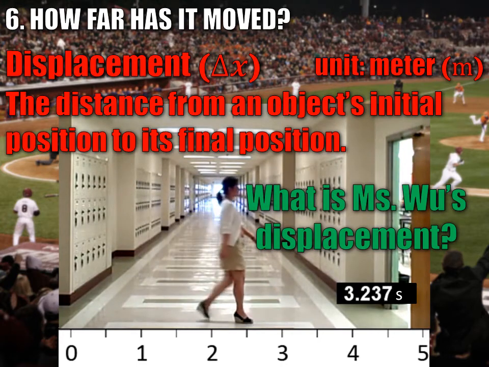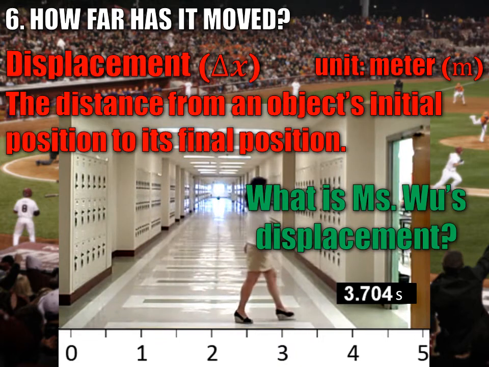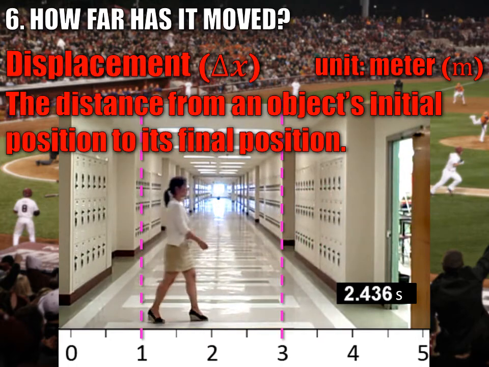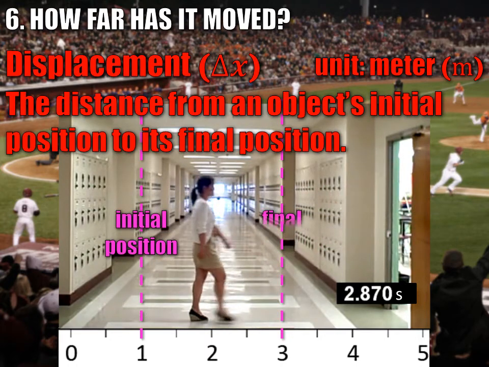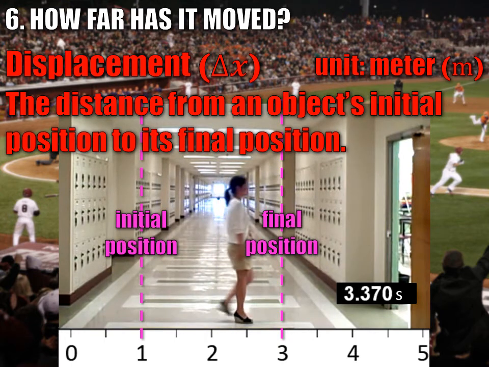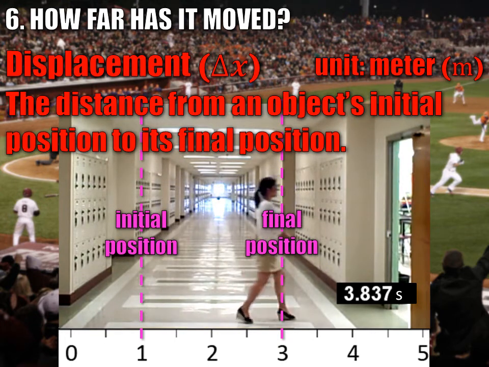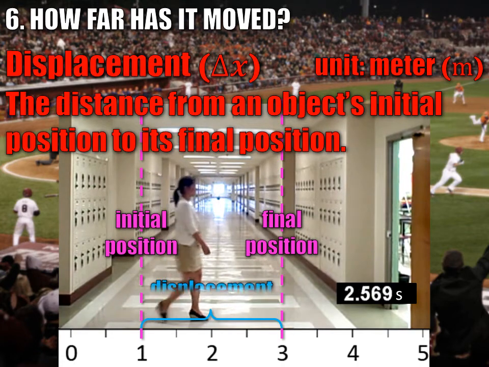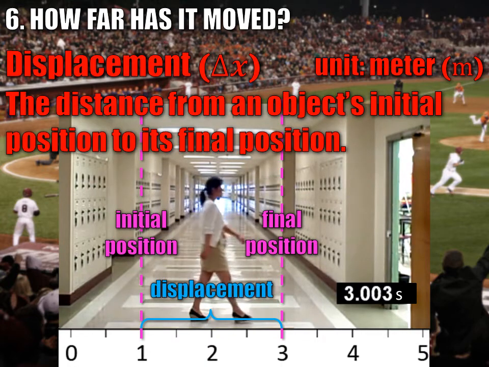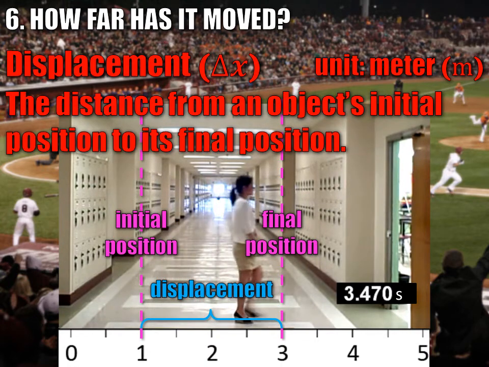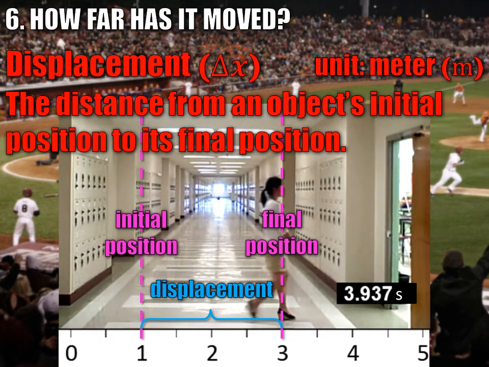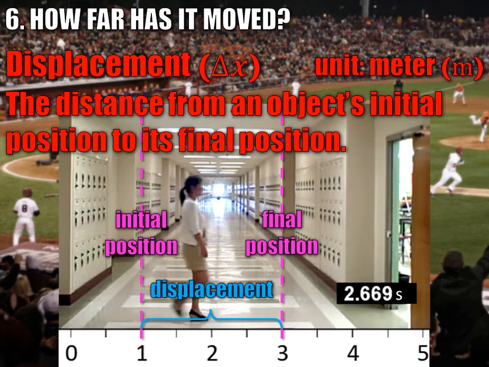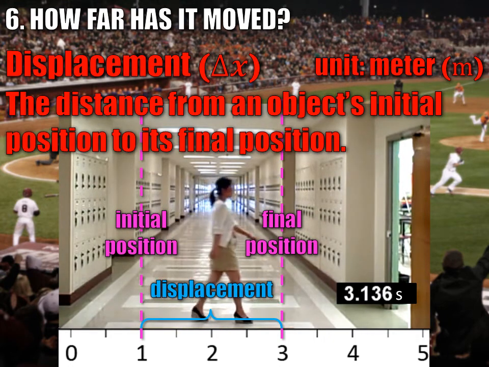Often I have a lot of students that say 3, that she's at 3 meters. But realize that is not her displacement. That's her final position. Because realize that she started at 1 and she ended at 3. The initial position is the first position. The final position is the last position. And you can see that the displacement is the distance between these two positions. So she actually has traveled a distance of 2 meters, moving from 1 to 3 meters. Her position is a change of 2 meters.